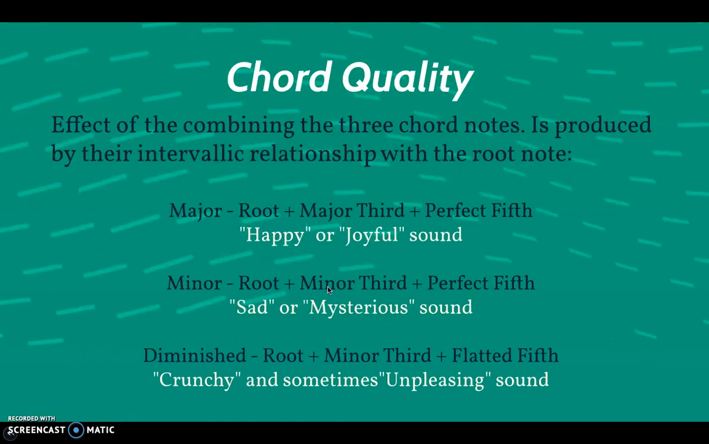Chords can sound all different kinds of ways, but the three main qualities, as they're called, are major, minor, and diminished. Major is built with the root, major third, and the perfect fifth, and has the signature happy or joyful sound. Minor chords are very much the same as major, except in the middle we have a minor third, and that creates the sad or mysterious sound. Finally, we have a diminished chord, which is the root plus a minor third and a flatted fifth, and this creates sort of a crunchy or sometimes unpleasing sound.